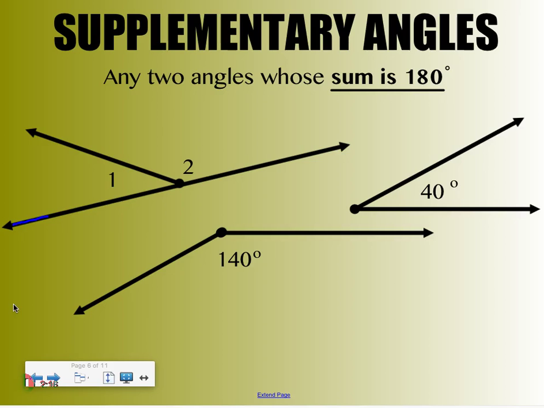What kind of thing is this when you put them together? What do they form? So a straight line, yeah. That's one way to know it's supplementary. Or by looking at their measures, 40 plus 140 is 180. Those will be around all year long. Those will be your friends. Use them a lot. Complementary and supplementary.